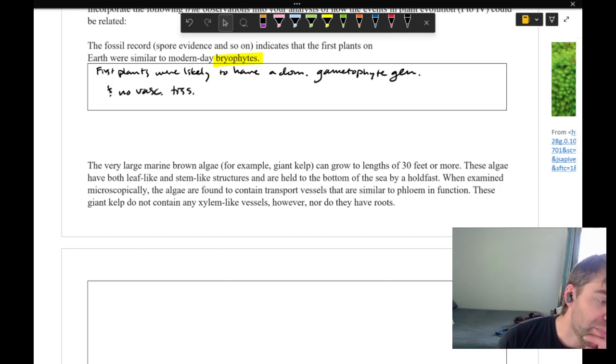The very large marine brown algae, for example, giant kelp, can grow to lengths of 30 feet or more. These algae have both leaf-like and stem-like structures that are held to the bottom of the sea by a holdfast, which is very analogous to a root structure. When examined microscopically, the algae are found to contain transport vessels that are similar to phloem in function. Phloem is a vascular structure in these plants. These giant kelp do not contain any xylem-like vessels, however, nor do they have roots.